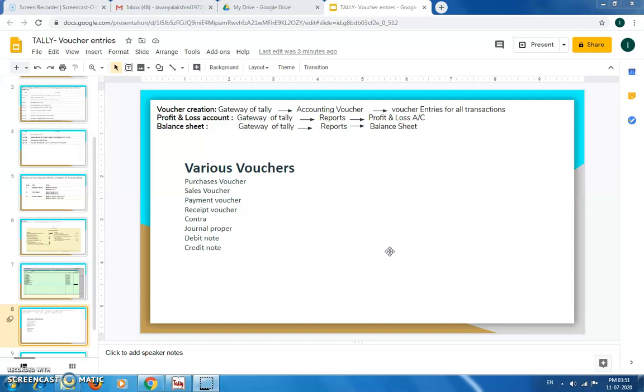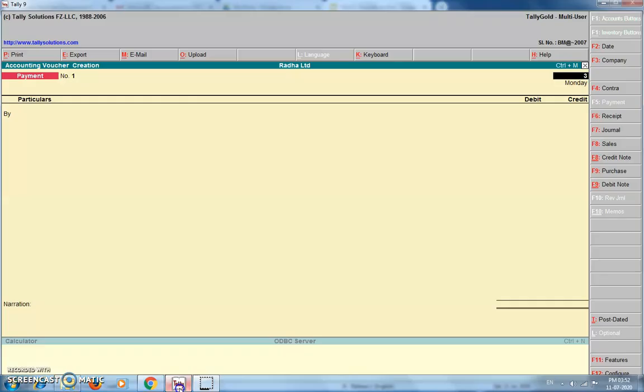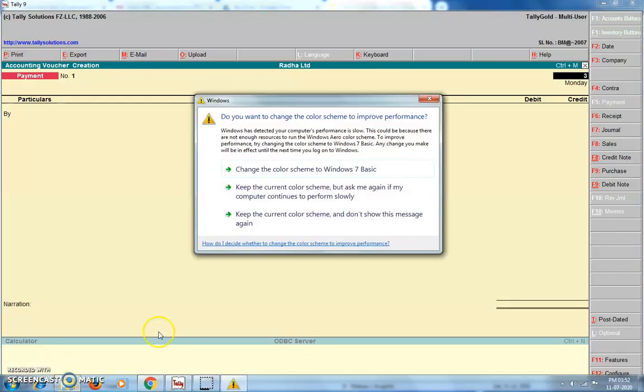Contra voucher we have to use when money is deposited in the bank or money is taken from the bank. Journal proper: if the transaction is not able to be entered in the above vouchers, we have to make use of the journal proper. Credit note and debit note will be taken into consideration in case of credit purchases and credit sales aspects regarding the payment notes and all. We can see how the transaction will appear in Tally.